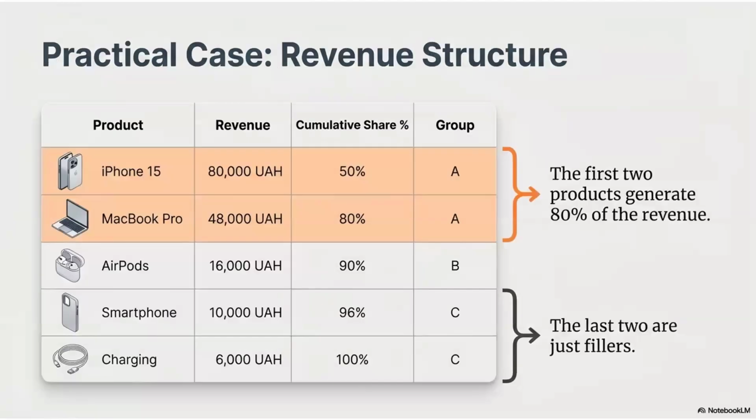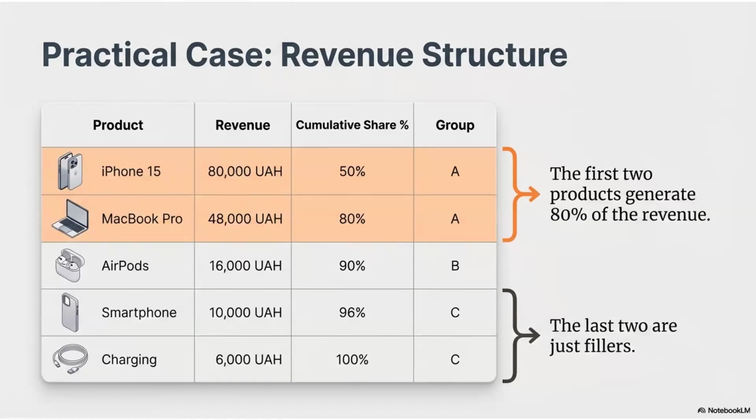Let's consider a practical case study that vividly illustrates the company's revenue structure after all calculations are performed. Imagine a simplified assortment of 5 product items that we have already sorted by turnover volume. The sales leaders are expensive assets, iPhone 15 and MacBook Pro. These 2 items alone provide 80% of the company's total revenue. Accordingly, by the algorithm, they form Group A. These are our VIP items, on whose availability the financial state of the business critically depends.